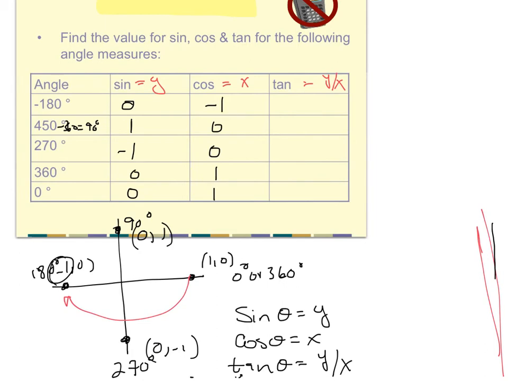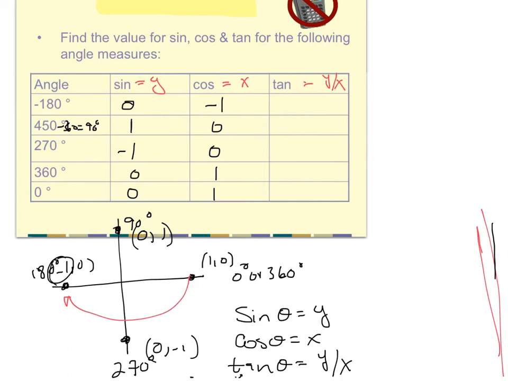So all I'm doing for cosine is going around, rotating to where the angle rotation is, and looking at all the x values. If I have something greater than 360, if I do not know what the angle value is, I subtract 360 to give me the coterminal angle. And now for tangent, I'm not going to go back to the diagram. I'm going to use my table.